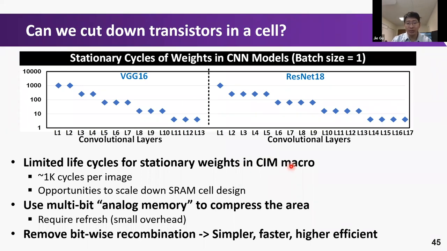And this gives us the opportunity to use a dynamic circuit and stay there for a short period of time and perform the CNN operation. And then we can either refresh or replace. So this gives us a chance to further condense our circuit design using dynamic analog memory, which I'll show later, with a much smaller number of transistors for this computing-in-memory support. And also because we have multiple bits inside each memory cell, we can remove the bit-wise recombination, which makes our work simpler, faster, and also higher efficiency.